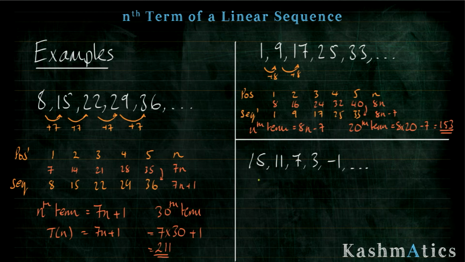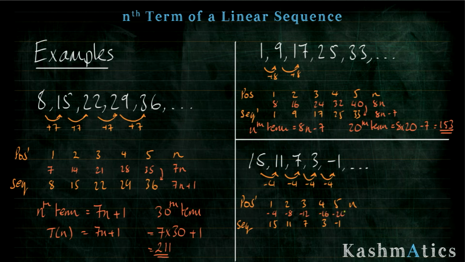And the last example, this one here we can see is going down in 4s. So we need to be a bit more careful here. It's going down in 4s, so it's going to have something to do with my minus 4 times table. So let's write down our position number, 1, 2, 3, 4, 5, and n, and then the sequence, so 15, 11, 7, 3, and minus 1, and then the minus 4 times table, so it's just like the 4 times table with a negative sign in front of it. And there's my minus 4 times table, so this is minus 4n.